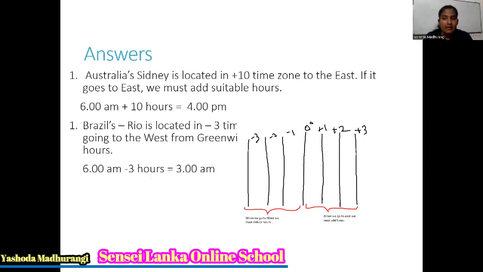Then Brazil, if we consider the Greenwich line and Brazil, we have to go towards the west. And there is a 3-hour difference. Because 3 time zones we have to reduce. 3 hours difference. 6 a.m., we have to reduce 3 hours. It is 3 a.m. in Brazil. That's the way we are doing the calculation.